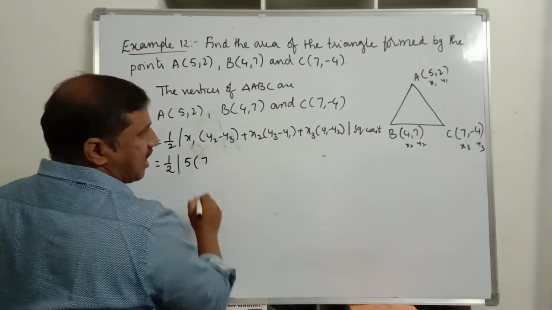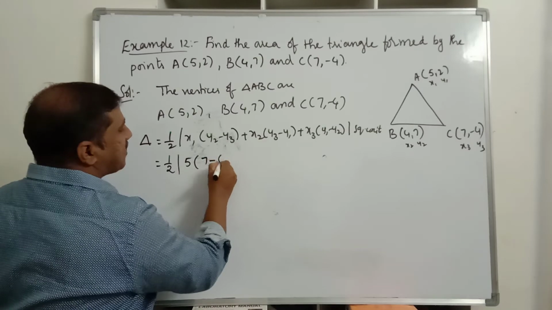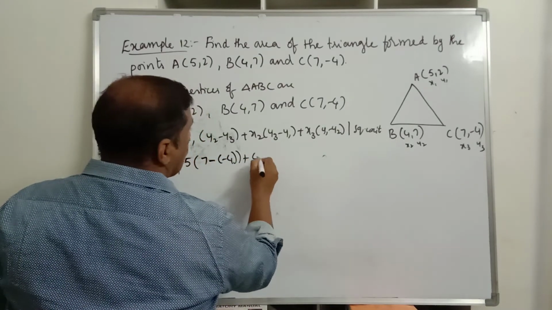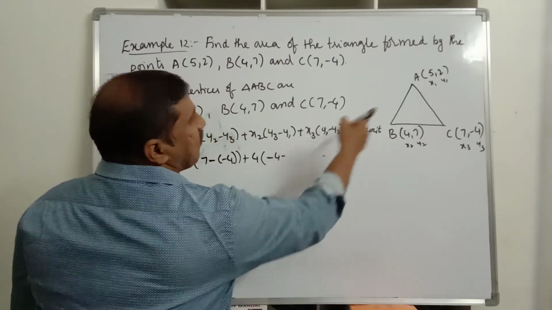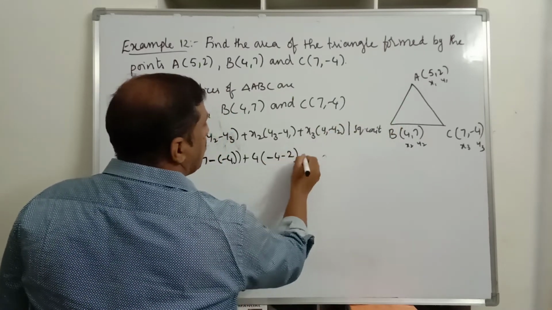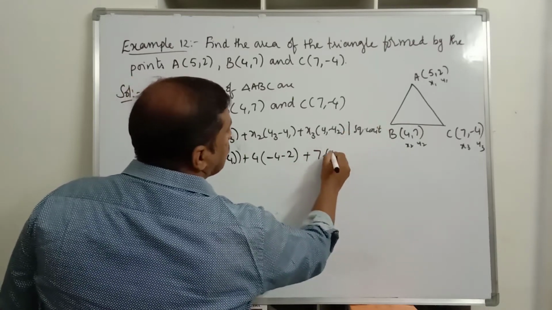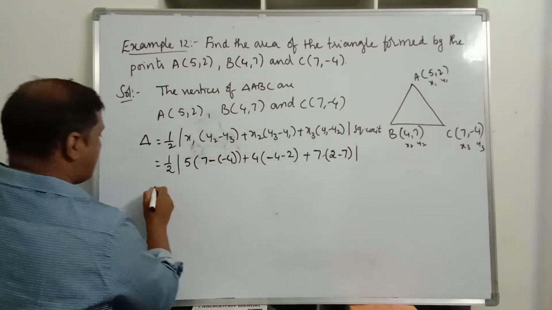Now you substitute. Half into modulus of x1 is 5 into y2 is 7 minus y3 is -4, therefore 7 minus (-4), plus x2 is 4 into y3 is -4 minus y1 is 2, plus x3 is 7 into y1 is 2 minus y2, it is 7. Now simplify this.